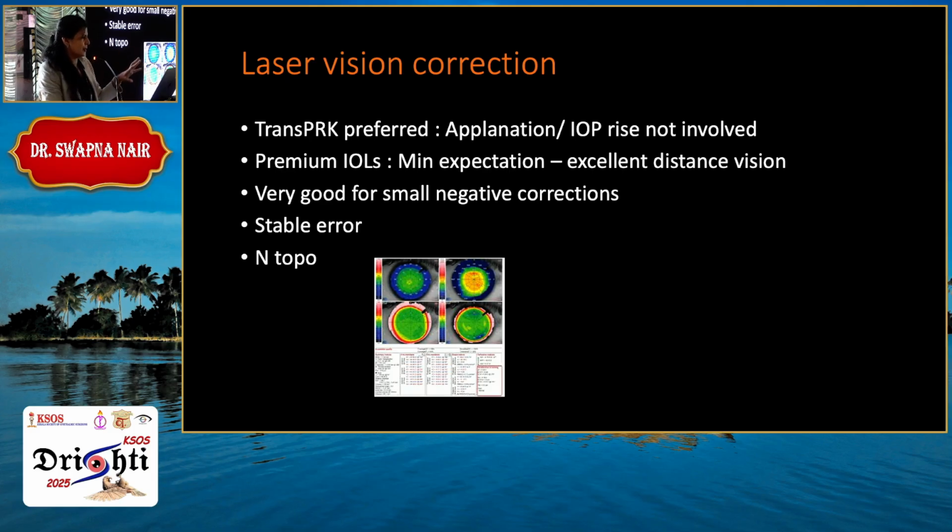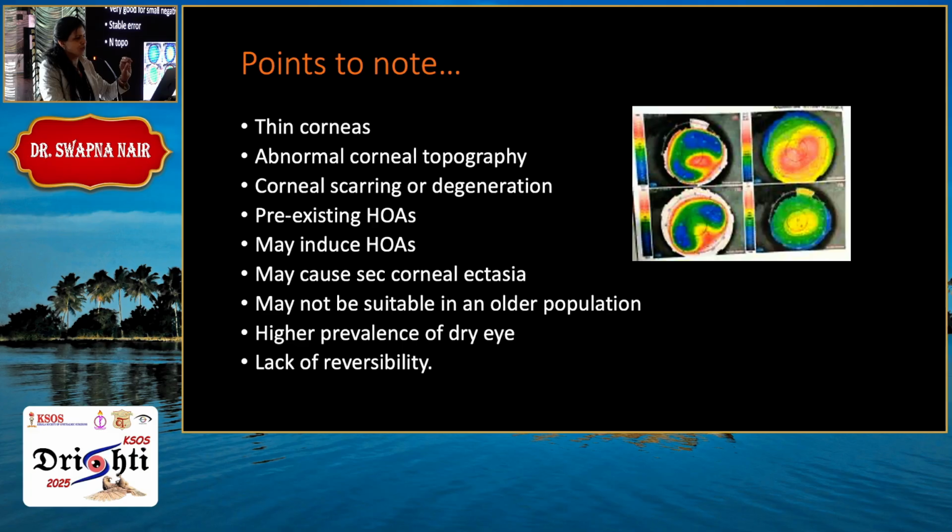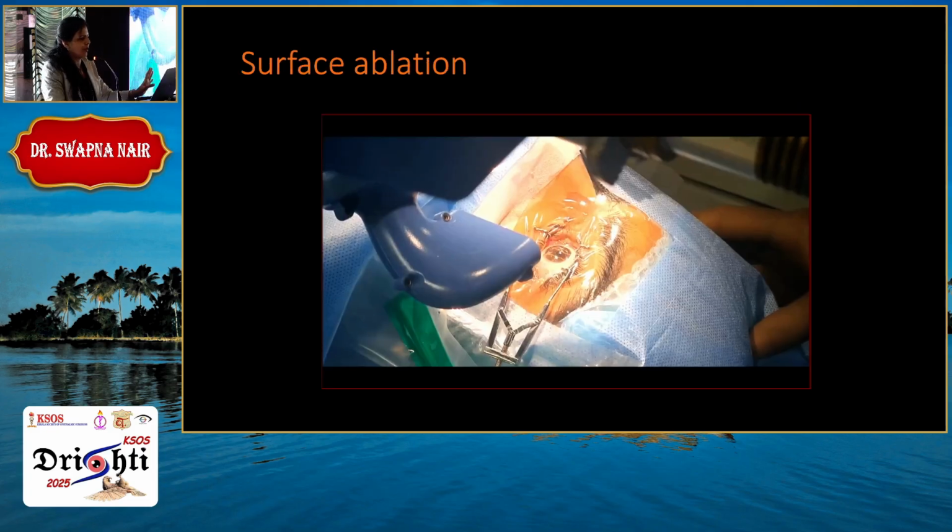That's very important because a lot of cataract surgeons who are not into refractive surgery don't mind the topography. But please do a proper topography so that you don't land up with ectasia or higher order aberrations or maybe a lot of dry eye, which may not be suitable in an older population, because most of our LASIK candidates, most of our refractive surgery candidates, are young people and dry eye is marginal in them, but not for an older population. And avoid very thin corneas, just like you would avoid them in any form of laser.